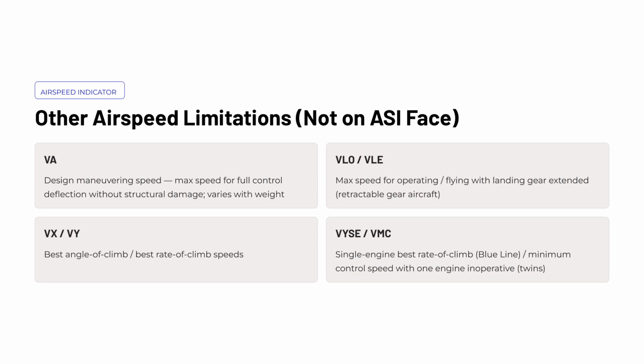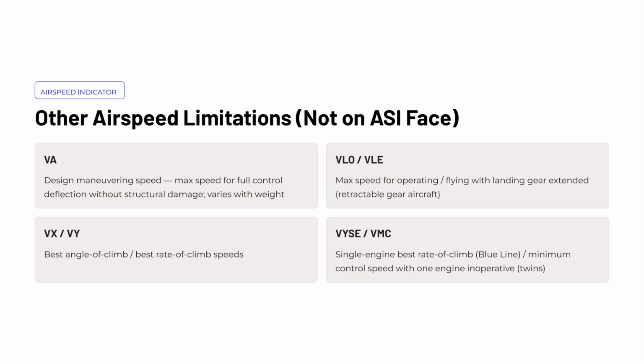Beyond the color-coded arcs and markings printed directly on the airspeed indicator face, there are several critical airspeed limitations you must know that do not appear on the instrument itself. These speeds are found in the pilot's operating handbook and must be committed to memory. Maneuvering speed, or VA, is the maximum speed at which you can apply full deflection of a single flight control without risking structural damage. Importantly, VA varies with aircraft weight. A lighter aircraft has a lower maneuvering speed, so always verify the correct value for your current weight.